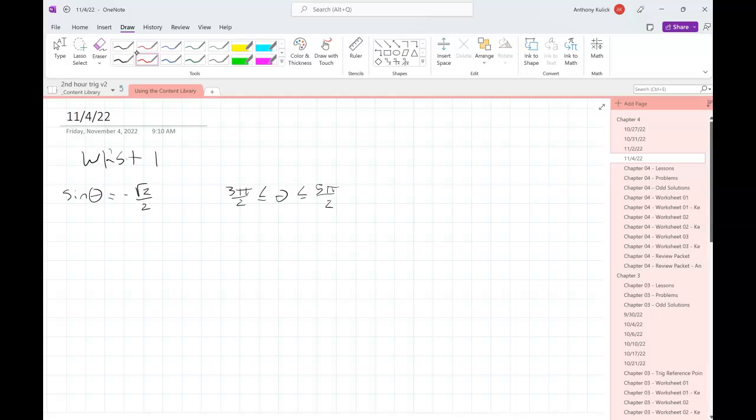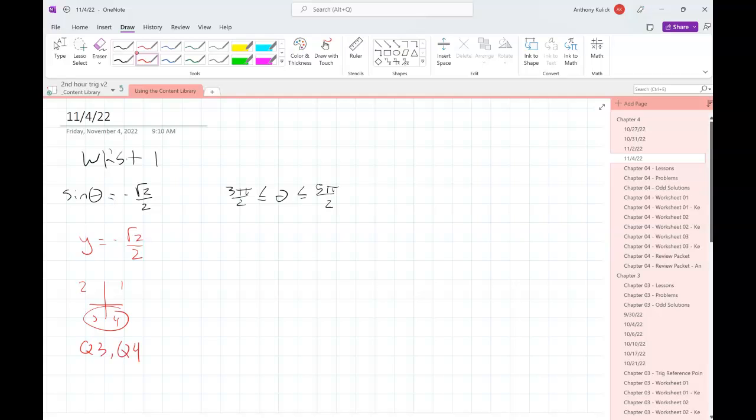If I'm looking at the first part, sine theta equals negative root 2 over 2, sine is the same as y. Tan is y over x. So where's the y coordinate negative? What quadrants? Down here, right? Below the x-axis. So Q1, 2, 3, and 4. So this is quadrant 3 and 4.